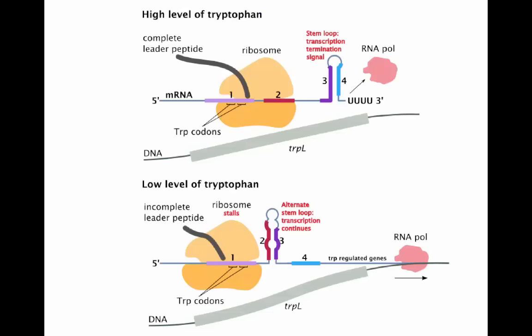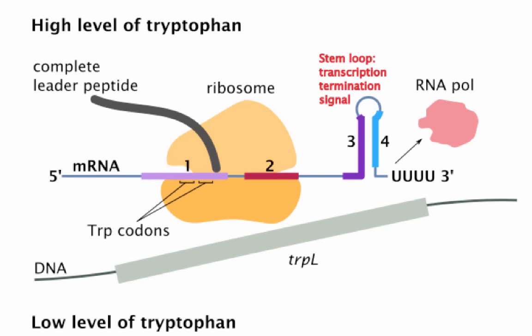This image here is showing a better representation of attenuation. The upper part is showing the case with high-level tryptophan, in which you have the trp codons, and therefore the ribosome is able to add those amino acids to the sequence, making the peptide, and continue blocking the area of the mRNA called loop 2. That is going to make this stem loop that is a transcriptional terminator, and the RNA polymerase will fall off the DNA.